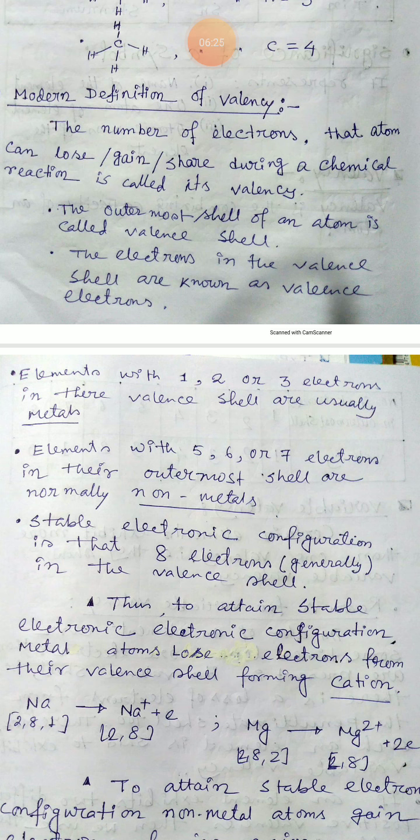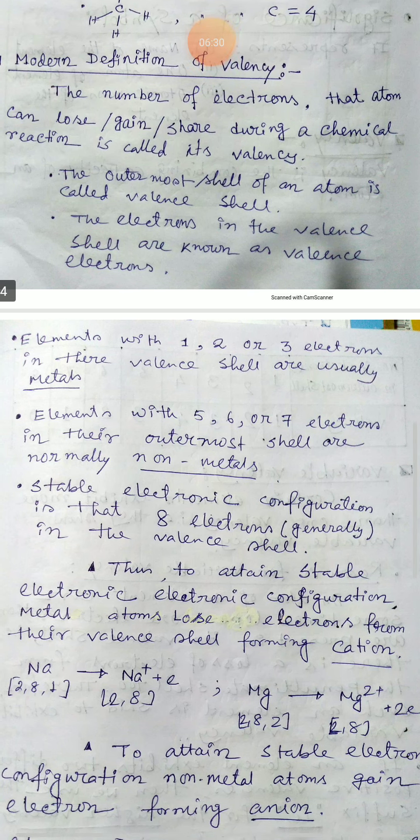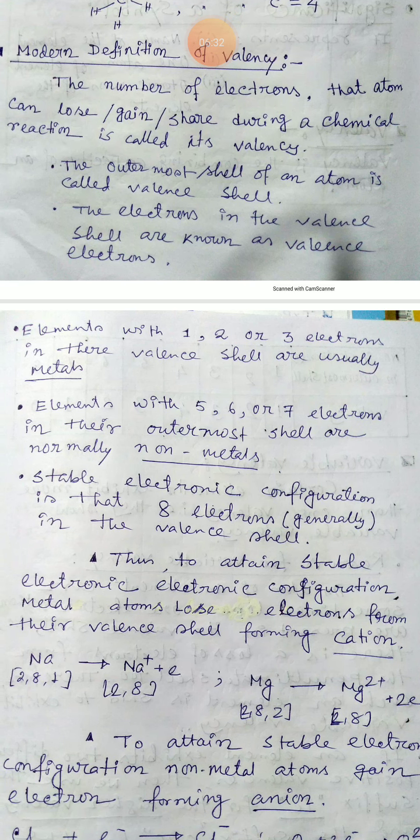Now here some notes are given. You have to remember these notes. The outermost shell of an atom is called the valence shell. The electrons in the valence shell are known as valence electrons.